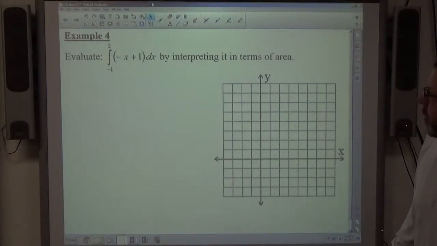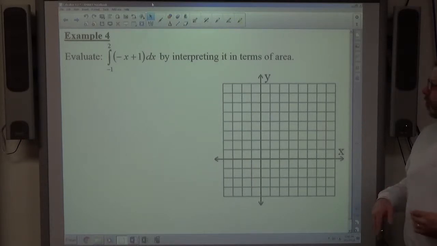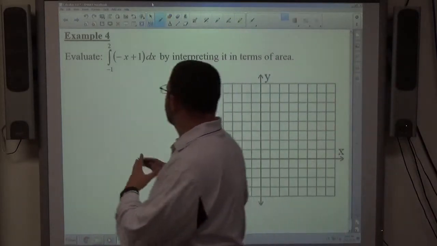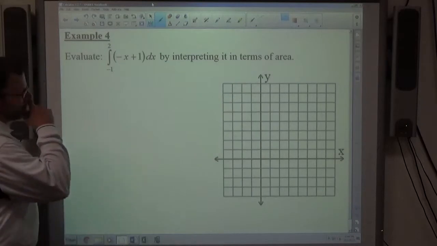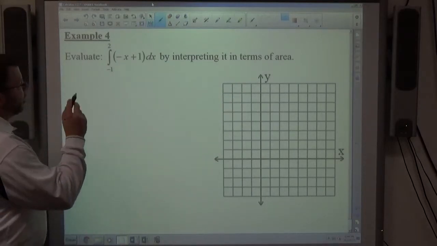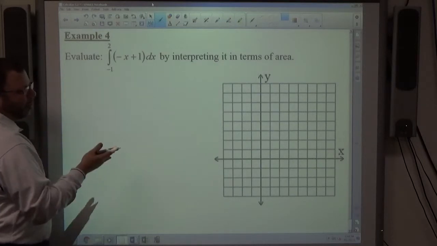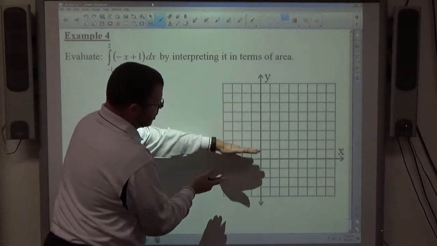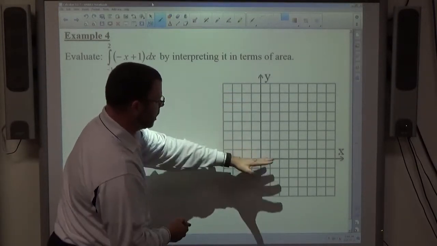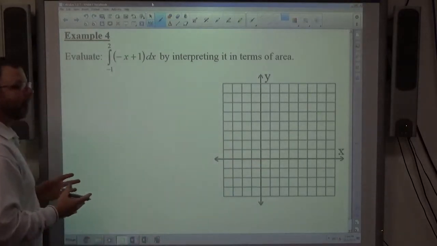Okay, moving on to example 4 on chapter 5.2. They're asking us to evaluate an integral, and they want us to interpret it in terms of areas. So what I want you to understand about these integrals is that the answer to this problem is the area under the curve on the positive part of the x-axis. If it gets below the x-axis, it's a negative value.